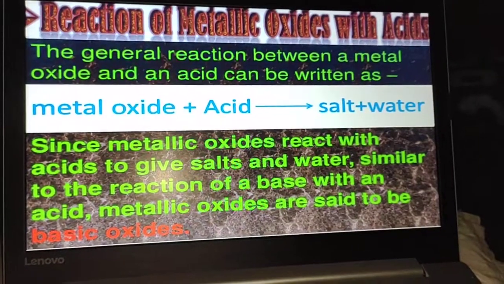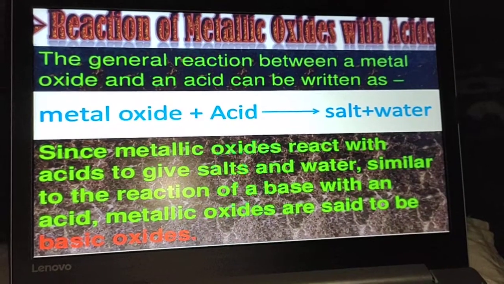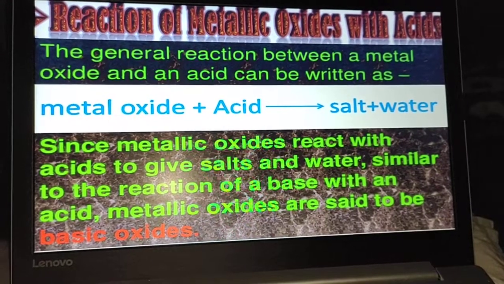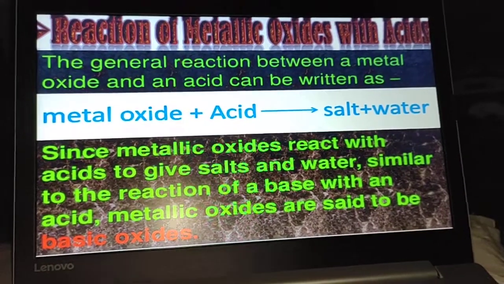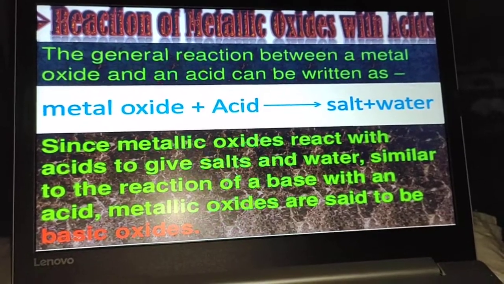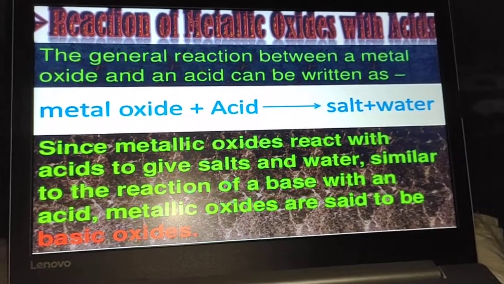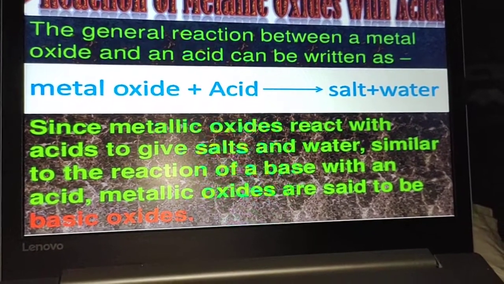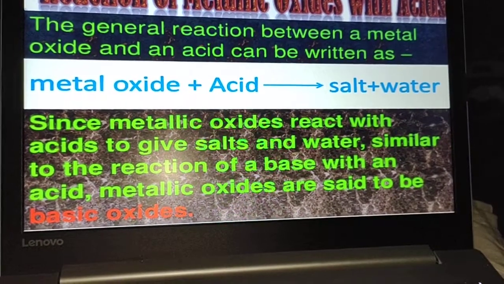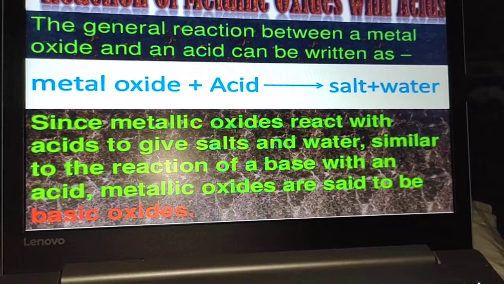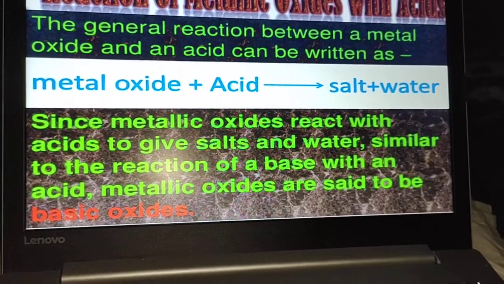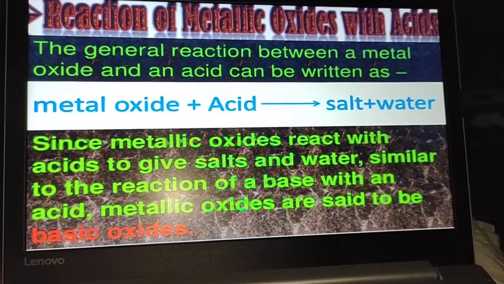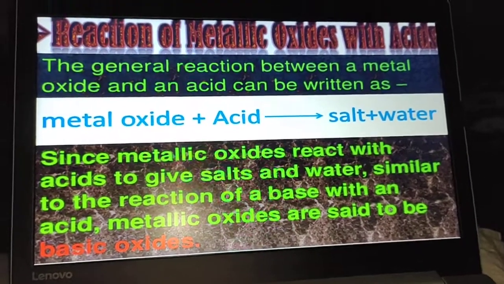Now reaction of the metallic oxide with the acid. So the general reaction between a metal oxide and an acid can be written as, again metal oxide, if you are taking CuO, ZnO, etc., and when you react it with the acid, it gives you salt and water again. Since the metallic oxide reacts with acid to give salt and water, similar to the reaction of base with an acid, metallic oxides are said to be basic oxides. So all metallic oxides are basic in nature and all non-metallic oxides are acidic in nature.